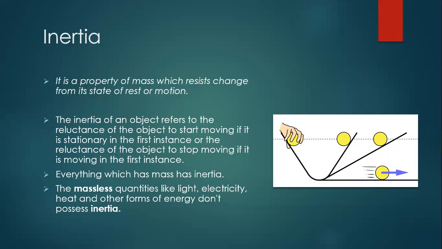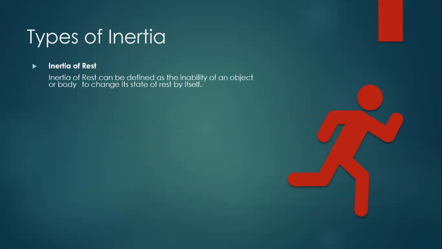Now we will discuss the different types of inertia. First is the inertia of rest. What is the inertia of rest? Inertia of rest can be defined as the inability of an object or a body to change its state of rest by itself. It means a body will not change its state by itself unless and until some external force is exerted on it. Okay, my dear students, that is the inertia of rest.